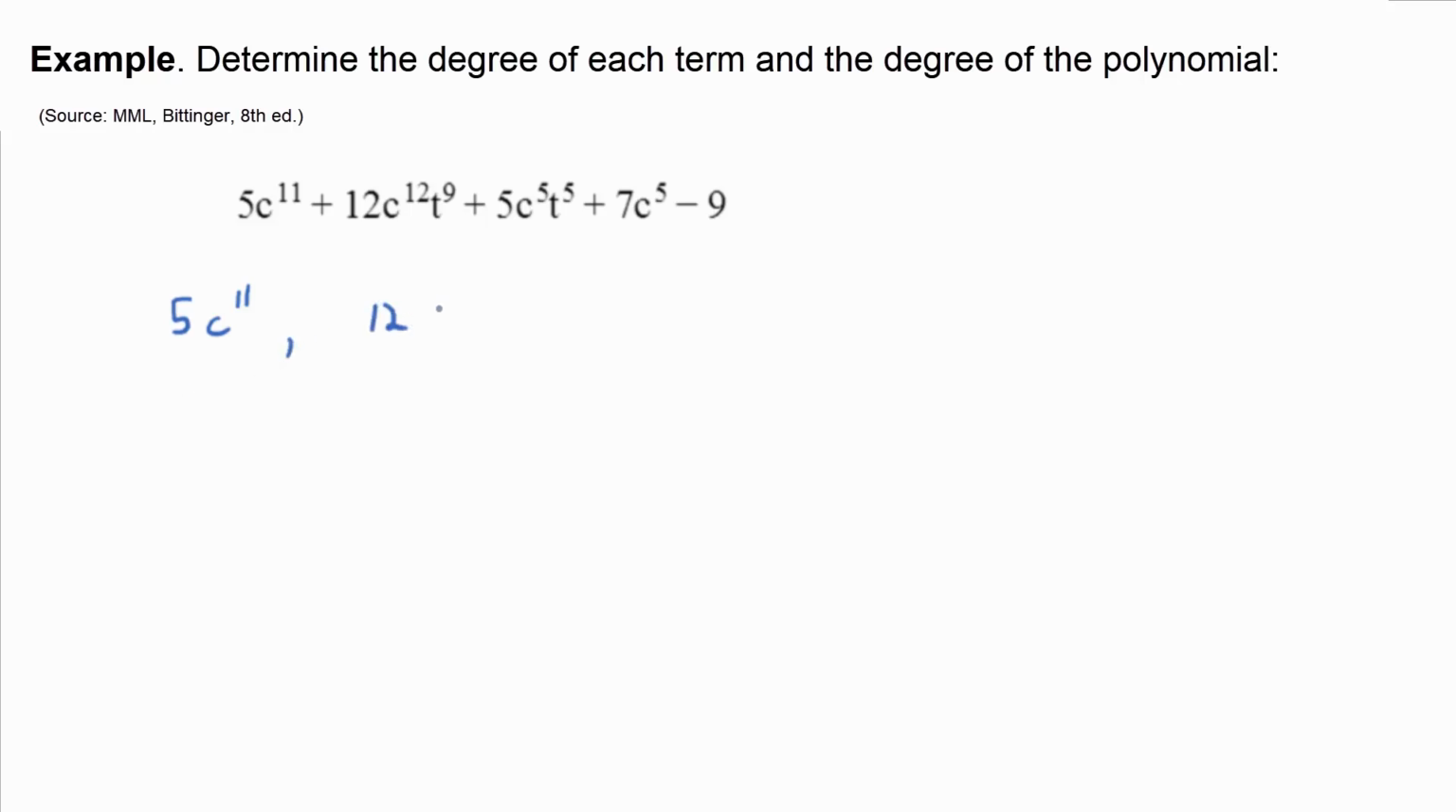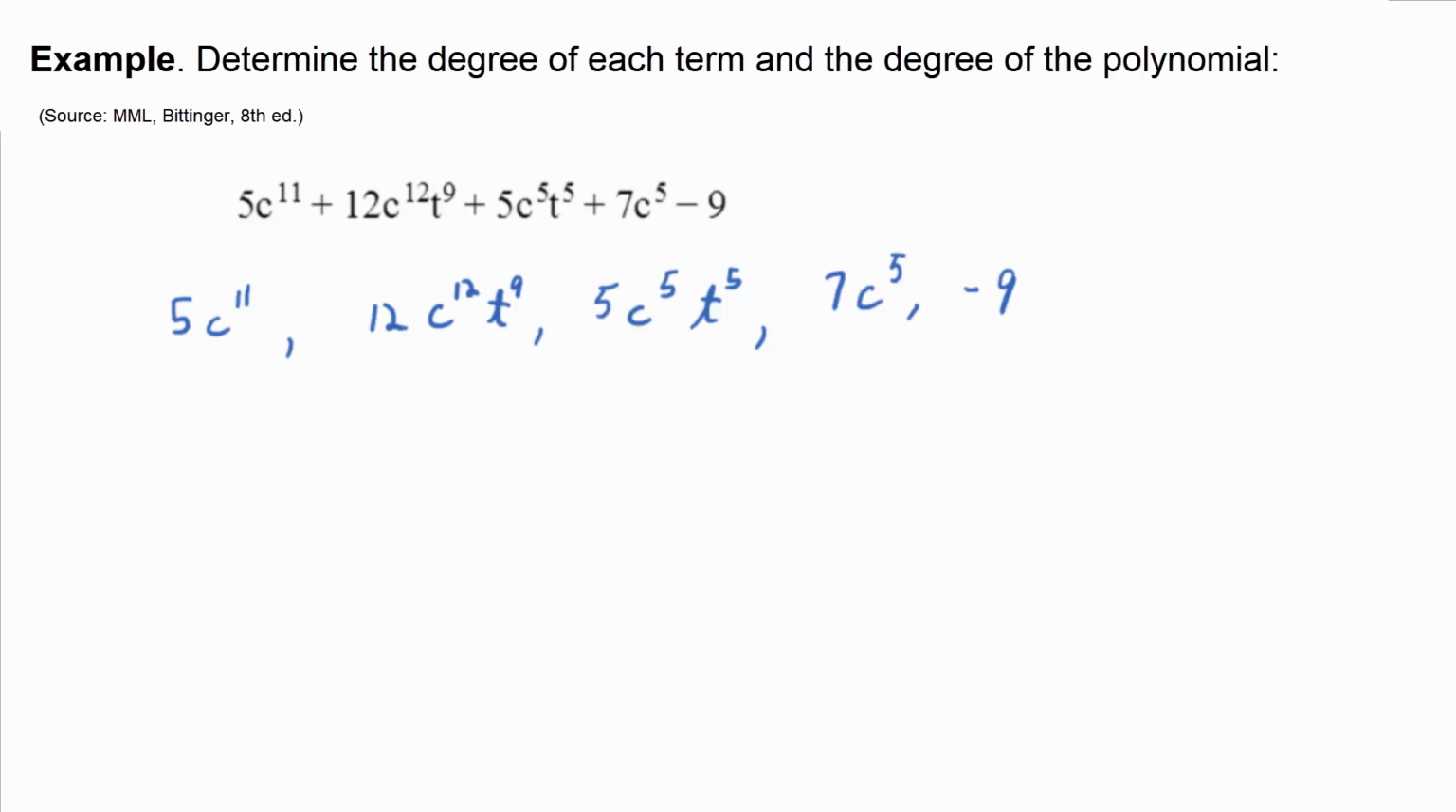Comma, 12c to the 12th, t to the 9th. What's the next one? 5c to the 5th, t to the 5th. The next one? 7c to the 5th. The next one? You actually include the negative, so if you see a minus term, you include the negative with it. So it's -9. So those are the terms.